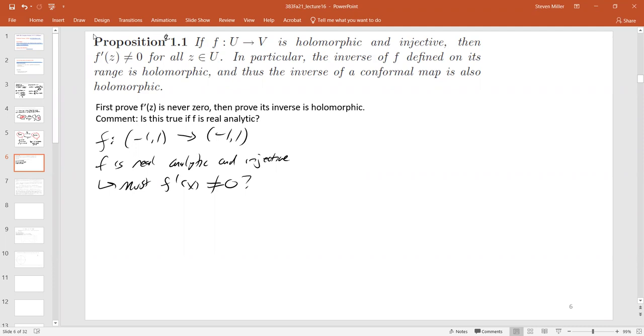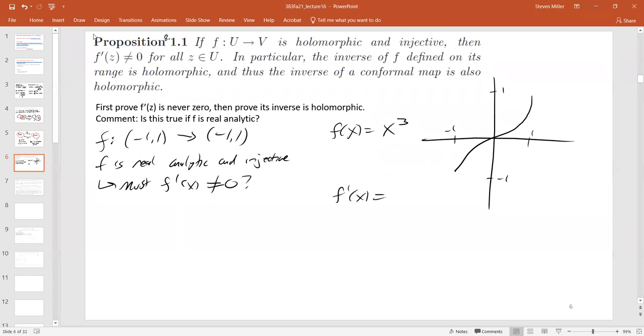X cubed. This is the classic example. f of x is x cubed. I'm not going to bother drawing it too well. So here's negative 1, here's 1, here's negative 1, here's 1. f prime of x is 3x squared. f prime of 0 is 0. So we have a function which maps negative 1, 1 to negative 1, 1. It's infinitely differentiable. It's given by its Taylor series expansion, but its derivative does vanish.